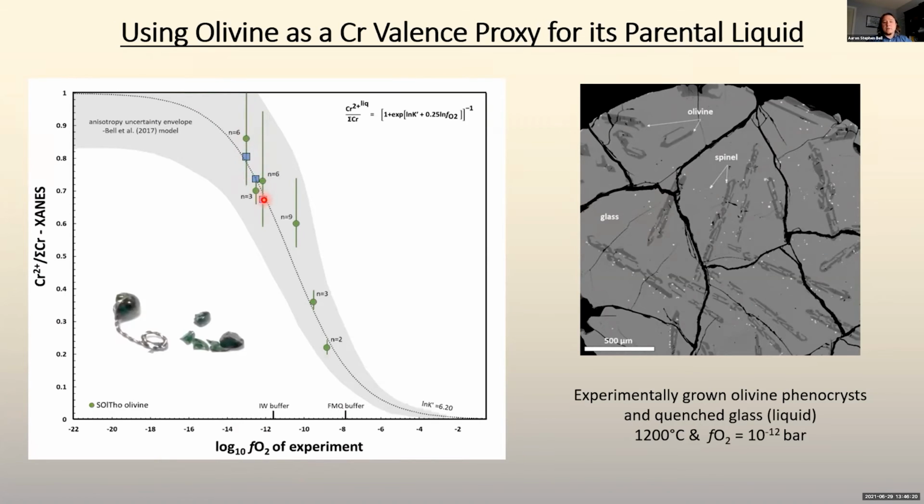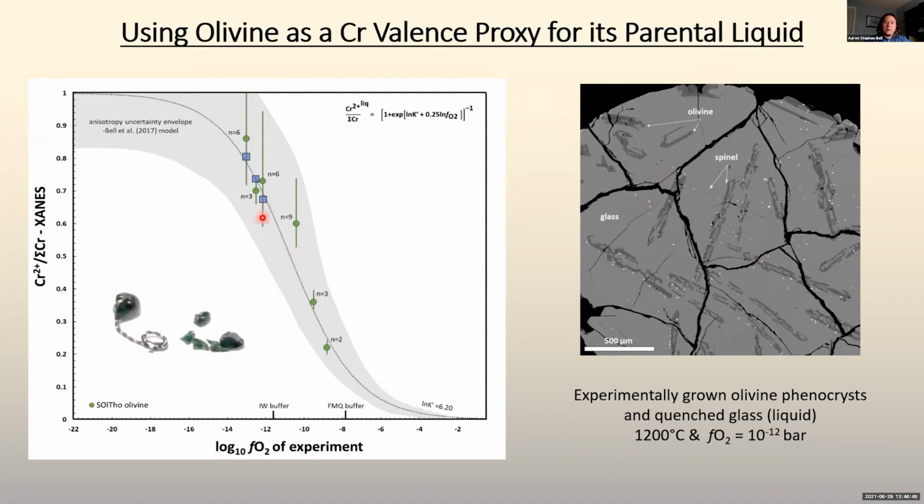And so you can see that there's actually a really good match between those two, and they all fall nicely on this sigmoidal curve that was predicted for these liquids. So essentially, this data demonstrates that chromium valence in olivine does in fact mirror that of its parental liquid. So this is just sort of a way to prove that. This is just a picture of a quenched experimental glass that was actually analyzed. This is probably this experiment here. So this has little olivine crystals in it.